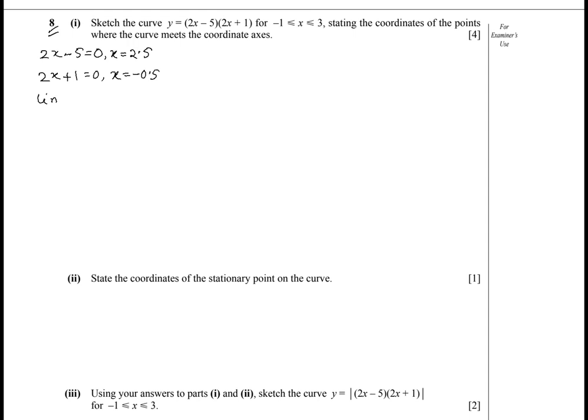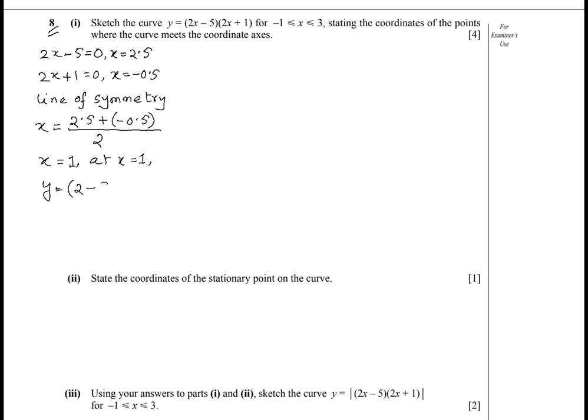So now let's find the line of symmetry, which goes exactly through the middle of these two x coordinates. So line of symmetry x equals 2.5 plus minus 0.5, divided by 2. So x equals 2 over 2, that is 1. Now let's find the y coordinate on the curve where x equals 1. Substituting x equals 1, we get y equals (2 minus 5) times (2 plus 1), which gives us minus 3 times plus 3, that is y equals minus 9.